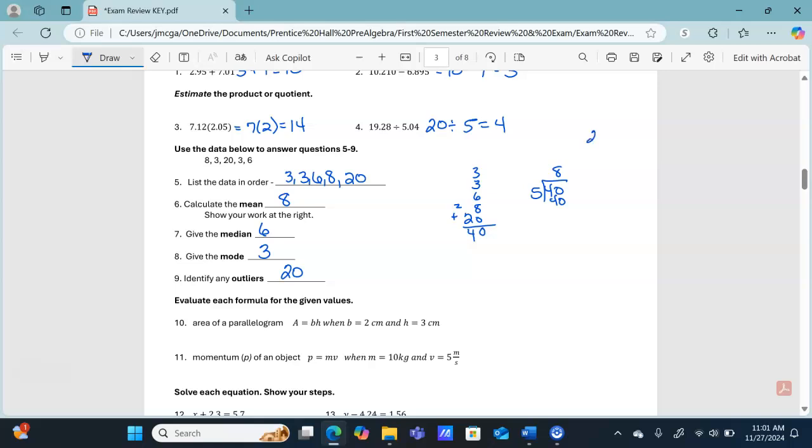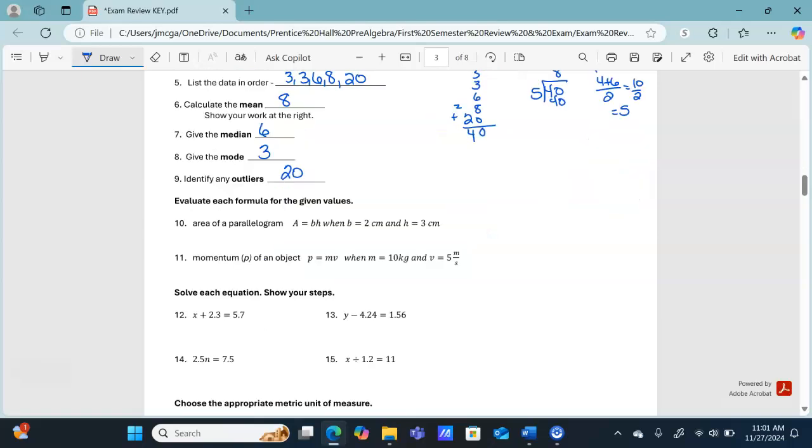What if you had a data set like this, and I ask you to find the median? When you go to find the median on this, your middle number is actually not a middle number. It's 4 and 6. So what you have to do is find the average of 4 and 6. Add them up and divide by 2.